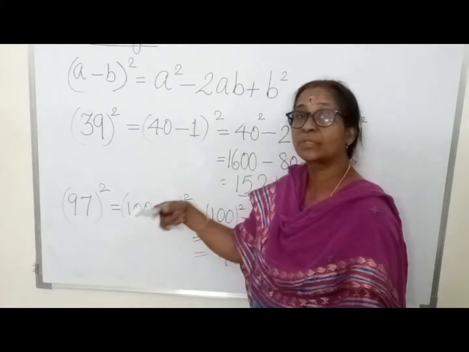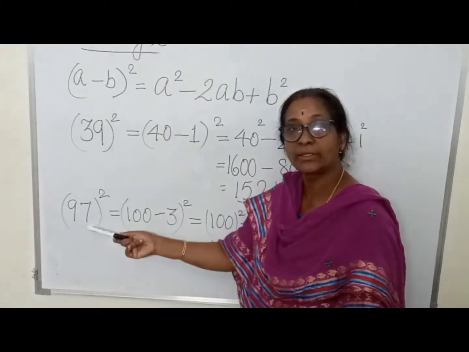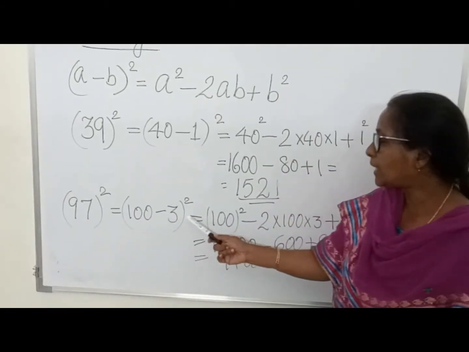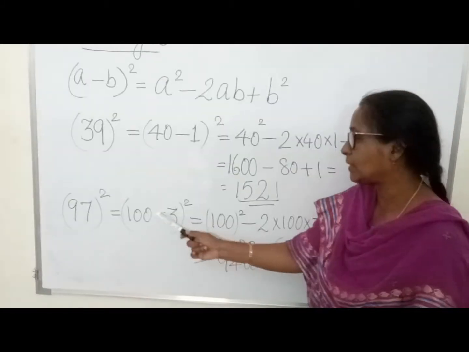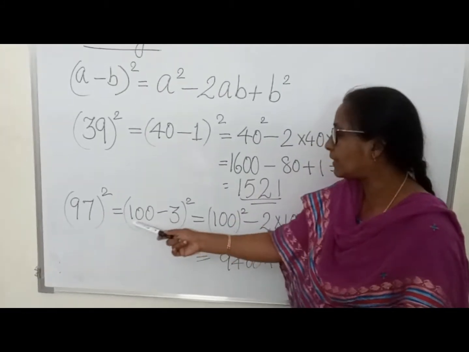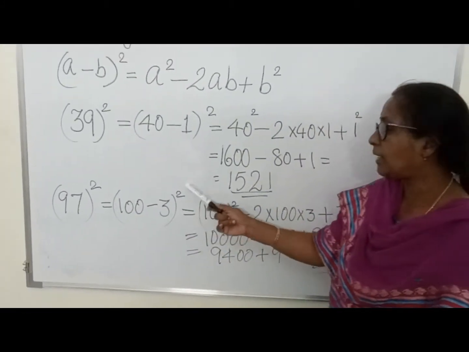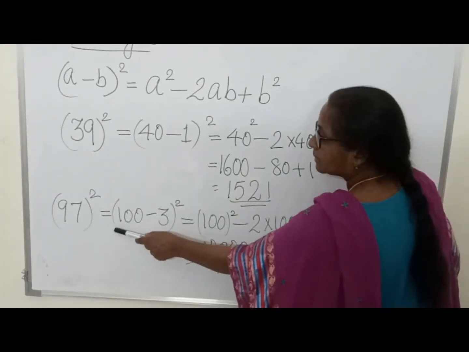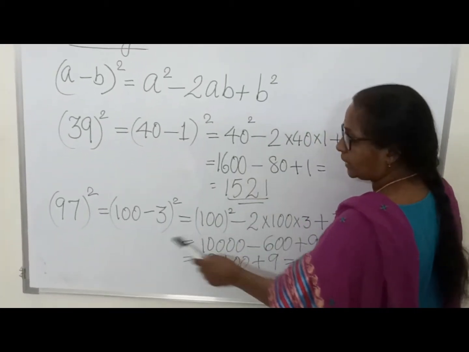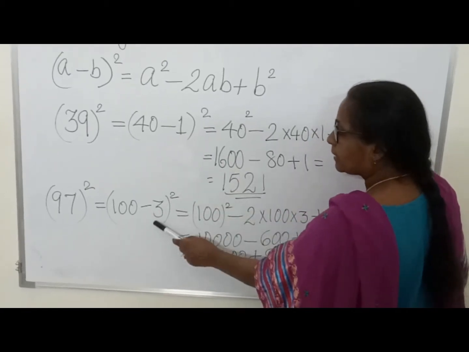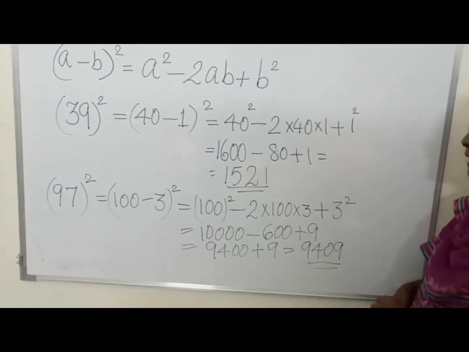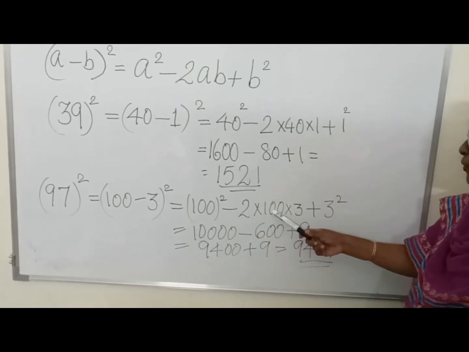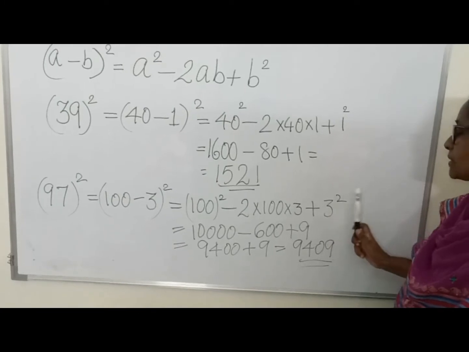97. So which zero ending number is nearer to 97? Yes, 100. So 100 minus 3 is 97. So in place of 97, we will write 100 minus 3 whole square, which is equal to, in place of A minus B whole square, A is here 100, B is 3. So 100 minus 3 whole square is 100 square minus 2 into 100 into 3 plus 3 square.